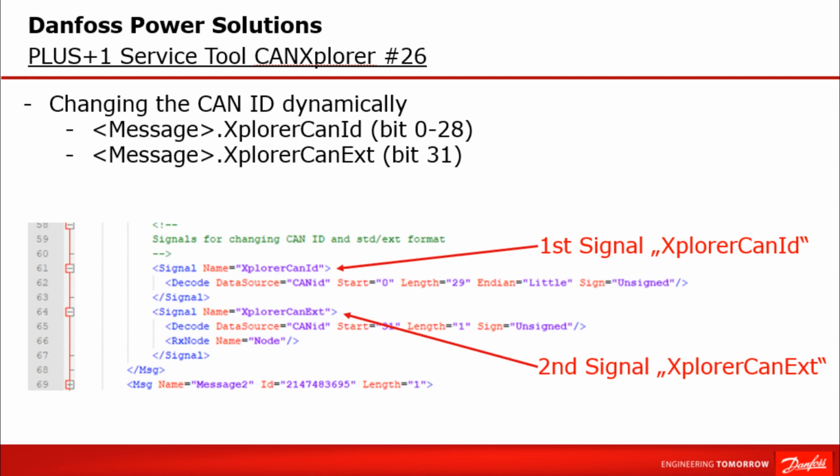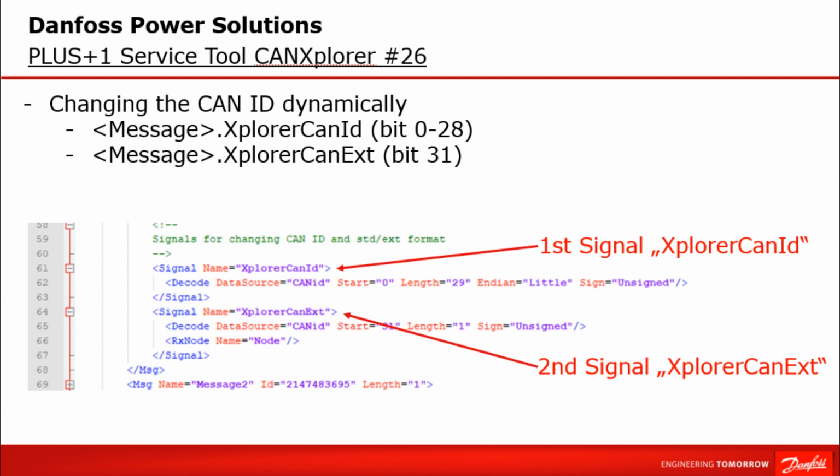Using DBC files, the parameters will be added automatically, but when using XML files, which is shown in this video, you will have to add these messages manually. How to implement these is shown and described in the manual as well. I will try to show this in a little example.